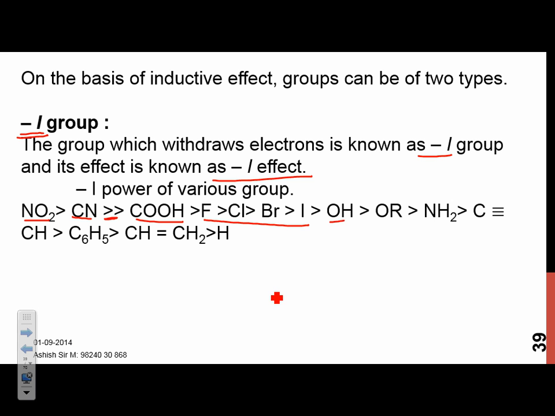Then we have hydroxy, ethoxy, not ethoxy, it represents alkoxy. Amines, alkynes, C triple bond C, phenyl, vinyl, CH double bond CH2 is called vinyl group, and hydrogen. Our textbook has same series but less number of compounds, not so many. Is it understood? Important MCQ.